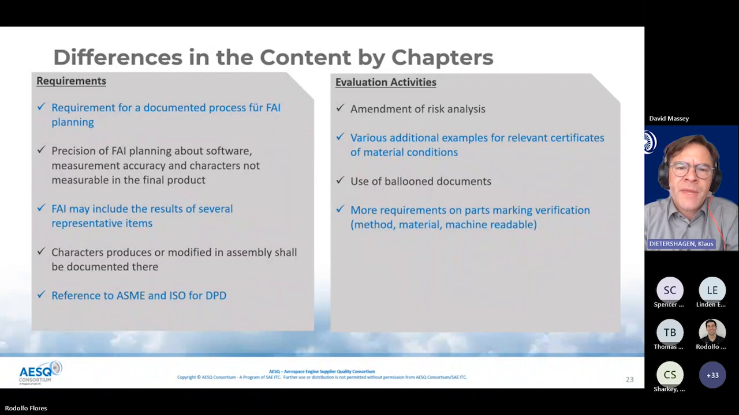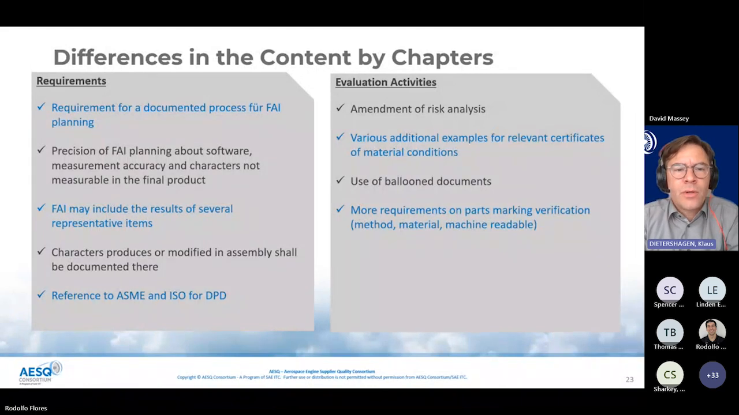And then the next chapter is the evaluation activities. Here we have an additional requirement for risk analysis to go through within our first article inspection. Then there is something that I really prefer: there are additional examples of how to certify, particularly the material conditions. So here additional examples are listed for that. Then, of course, when it is introduced, there are also details about the ballooned drawing or the ballooned documents, how to handle them or how to evaluate them. And we have additional requirements for the parts marking verification, also a chapter that was already in there, but now with more details.